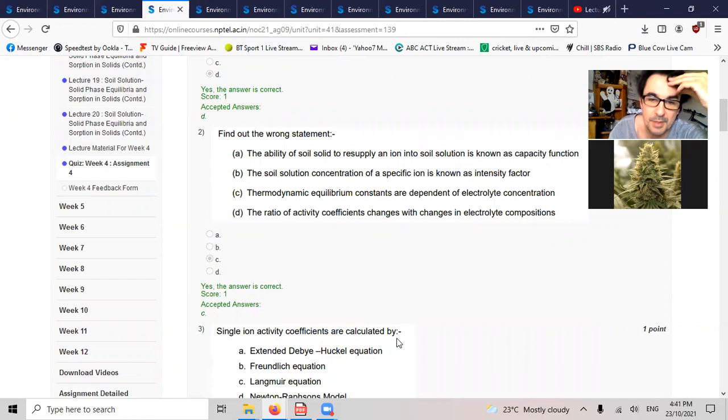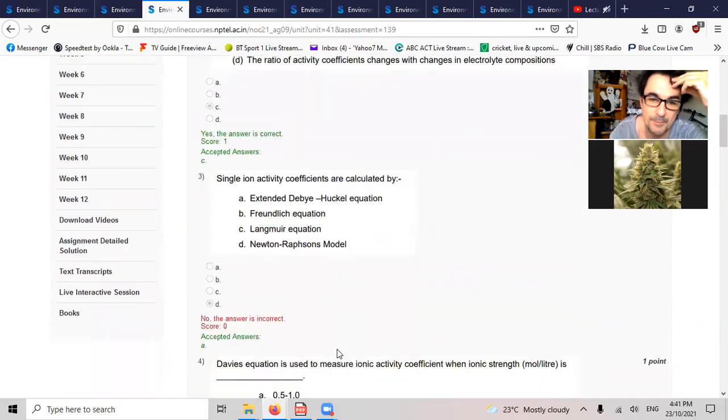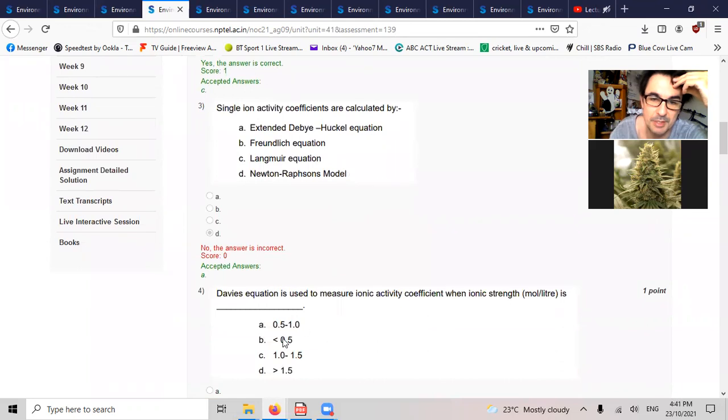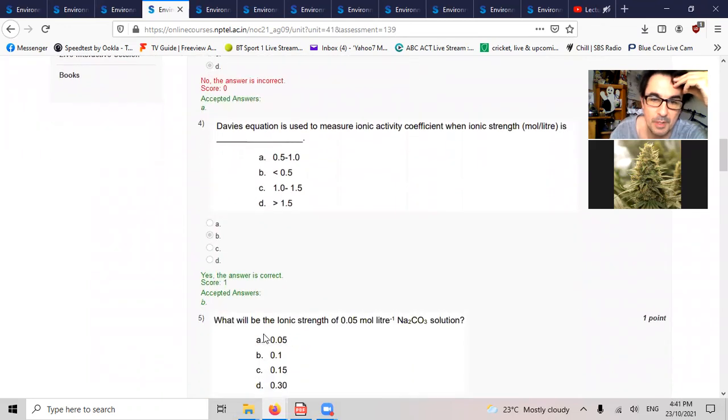Some ions, by D by Davies equation. Question 5: what will be the ionic strength of 0.05 mole per litre of sodium chloride solution? It's 0.15.